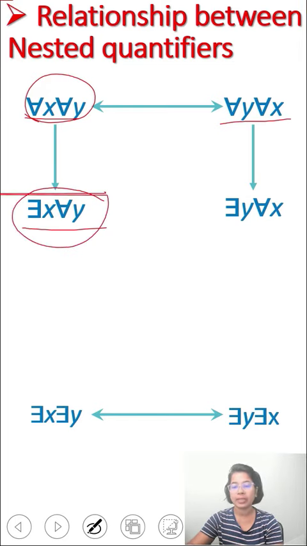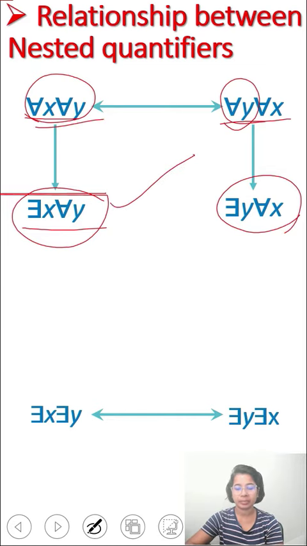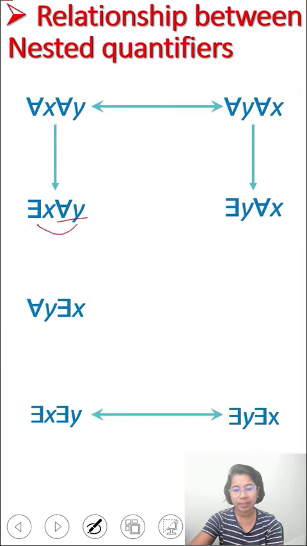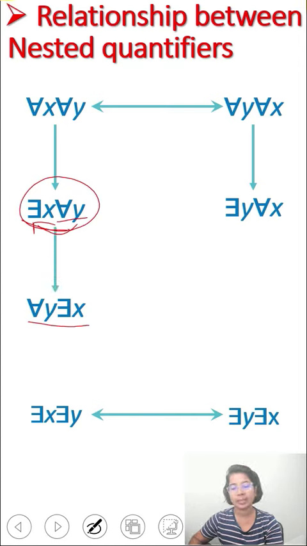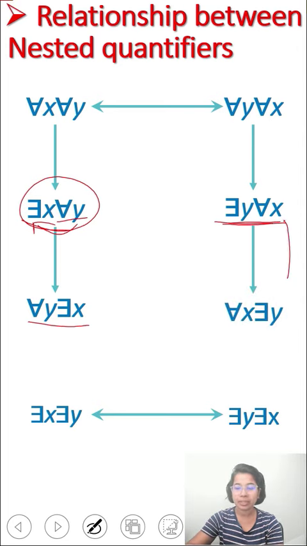If for all x is true, then there exists x will also be true. If for all y is true, then there exists y will also be true. So from this we can derive this. For all y is dependent on there exists x, now we can switch the position. So if this is true, there exists x for all y, then for all y there exists x will be true. And here also, if this is true, there exists y for all x, then for all x there exists y will be true. But the reverse is not true.